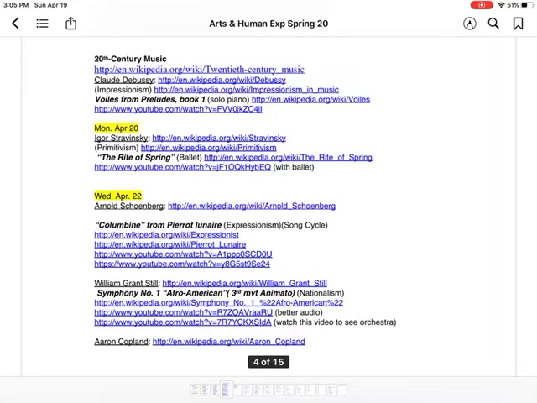On Monday, April 20th, we looked at and listened to Igor Stravinsky, The Rite of Spring, an example of primitivism, and Arnold Schoenberg, an example of expressionism, better known as atonal or 12-tone music without a tone center. If you recall, both of those styles were very dissonant, right? More harsh, abstract on the ears.